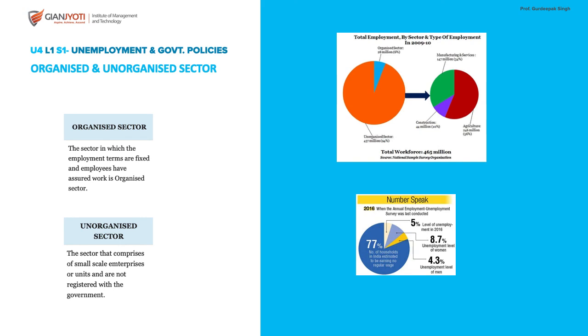The other thing we need to look at is, as per 2016 figures, when the annual unemployment survey was conducted, what came out was that 77% of the households in India are not on regular wage, 77%. And 5% was the level of unemployment in 2016, which was not very high, which is a good sign. 8.7 is the unemployment level of women and 4.3 for men.